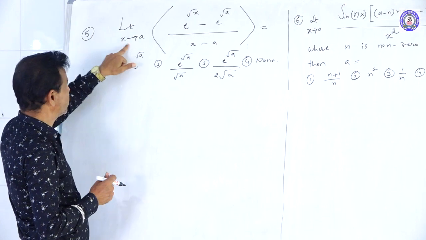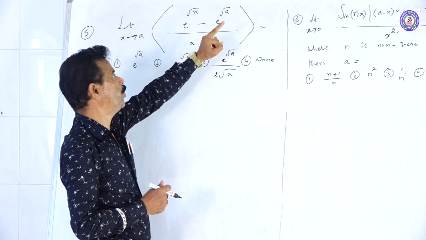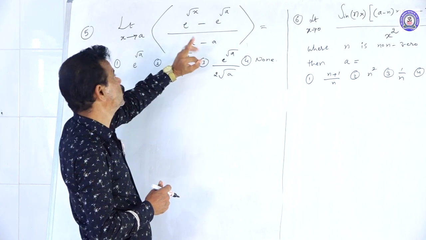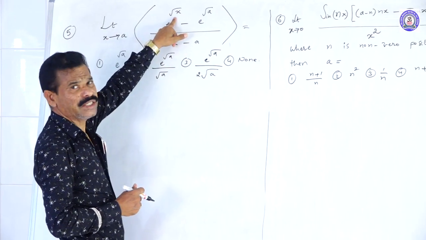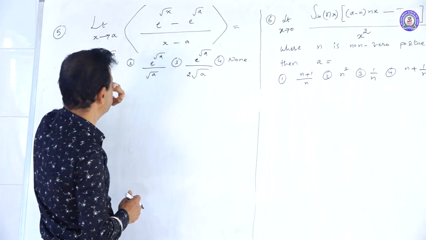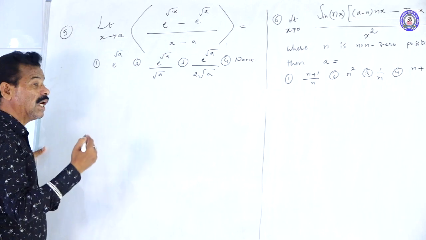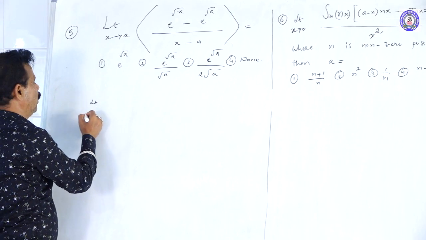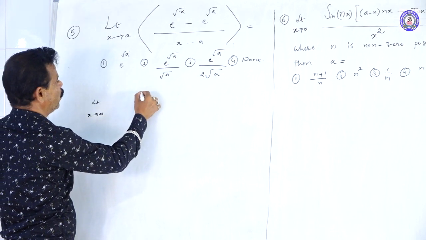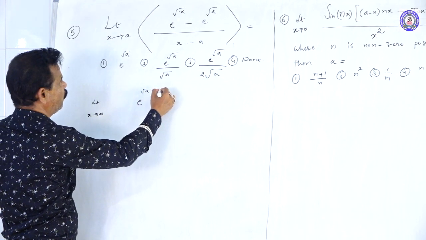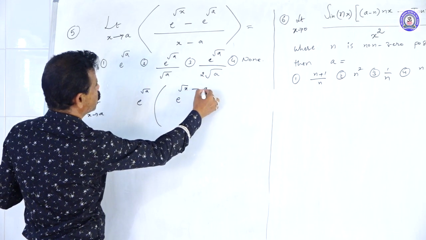Here, limit x tends to a, e power root x minus e power root a by x minus a. Here x tends to a, but here root x is there. That's why e power root a is taken outside. Then what is coming? Limit x tends to a, e power root a taken outside. Then what inside? E power of root x minus root a.